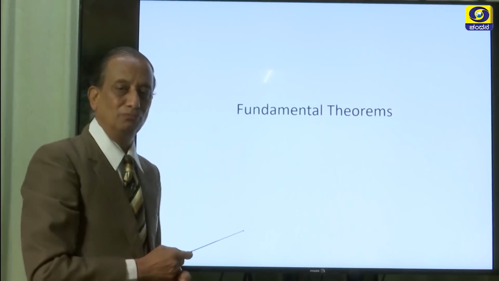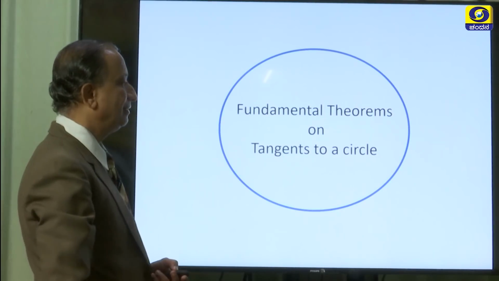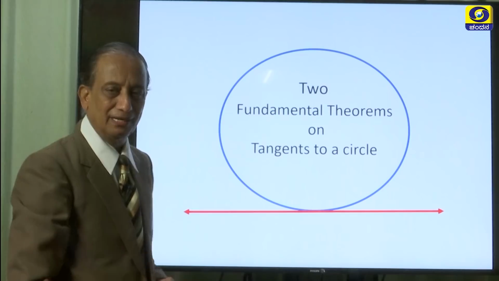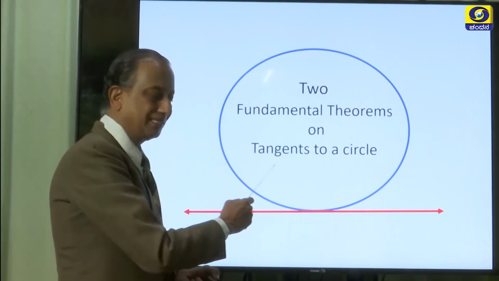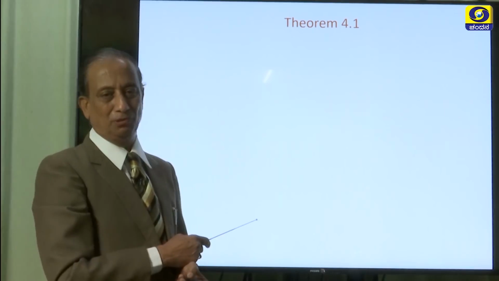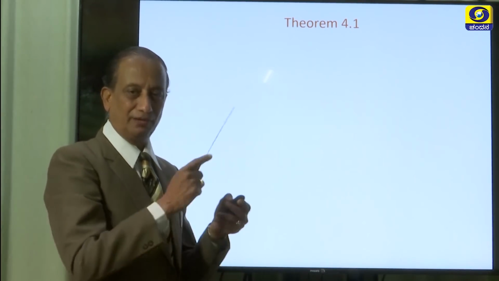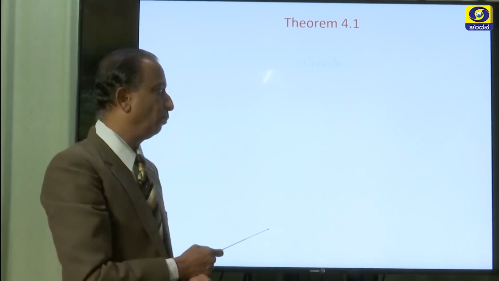Now comes the two fundamental theorems on the tangents to a circle. There are only two theorems given in our textbook. Let us try to briefly revise these two theorems now. Let us take the first theorem. In our textbook it is called 4.1. This is not universal. So far as our textbook is concerned, this comes under 4.1.